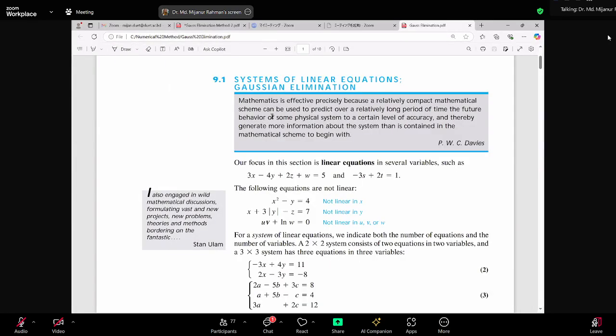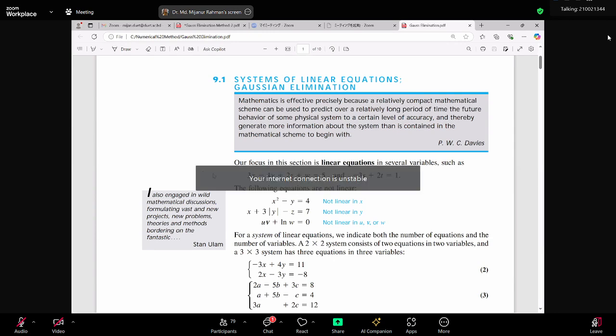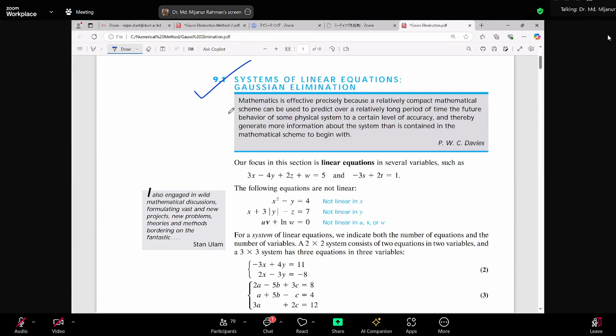Okay. Can you see now? 9.1 article, system of linear equations, Gaussian elimination. Can you see this? Yes, sir. Yes, sir, we can see.